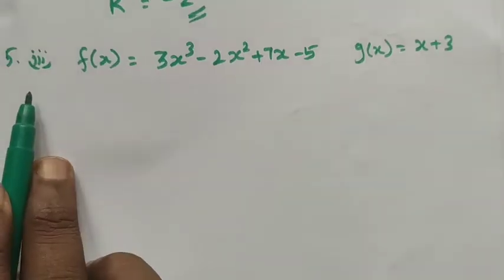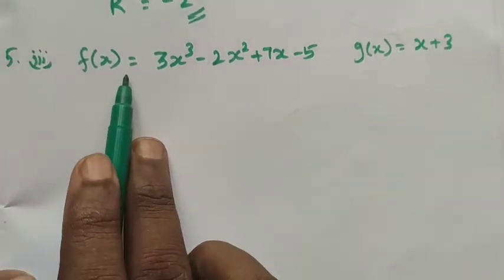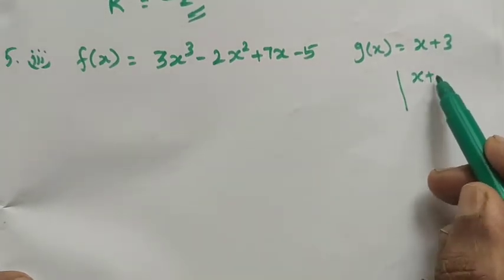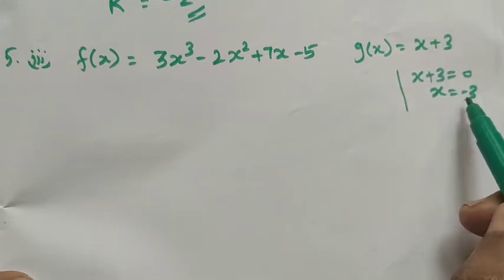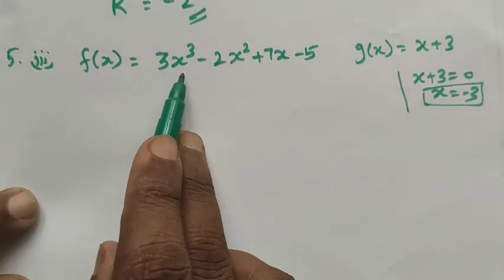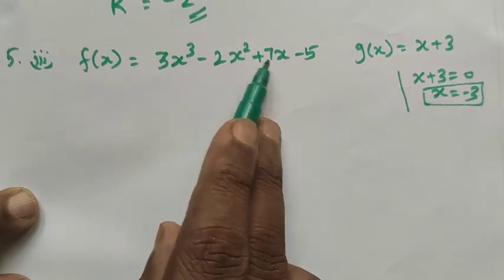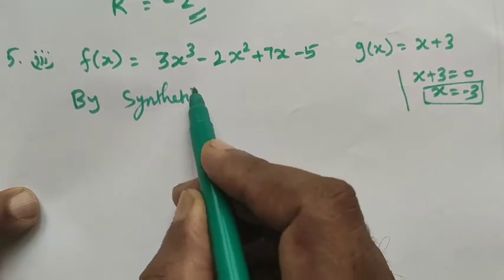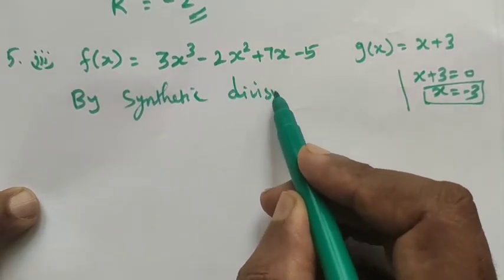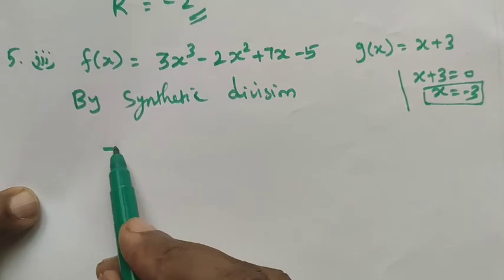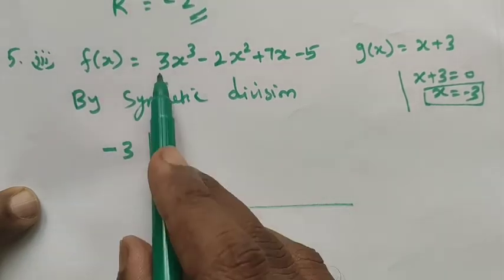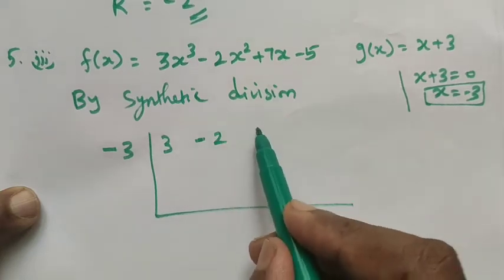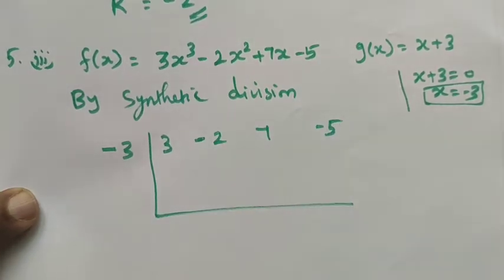Here let's see the third Roman number, fifth question. F of x, let me take it as the polynomial, and g of x. Here we want to find the zeros, so put x plus 3 equal to 0, then x is equal to minus 3. Here we want to check the standard form: x cube, x square, x, constant term. So by synthetic division method, we have minus 3 as the divisor, and then the coefficient of x cube is 3, the coefficient of x square is minus 2, x is 7 and then the constant term is 5.